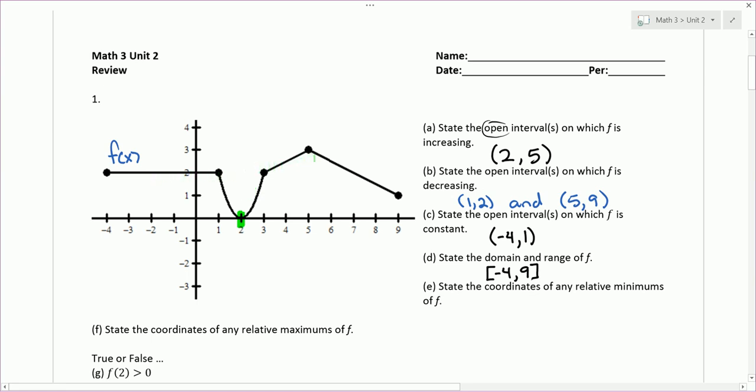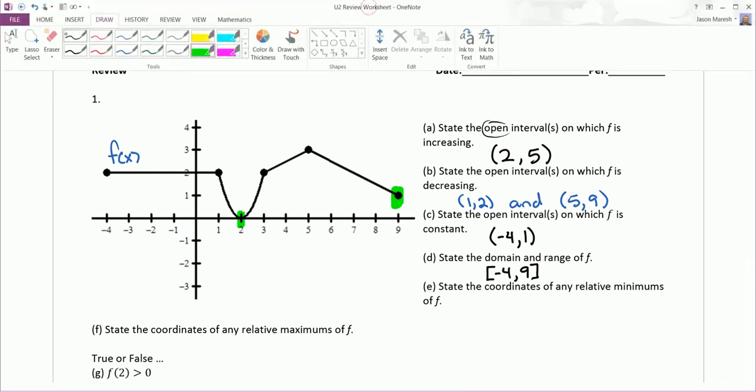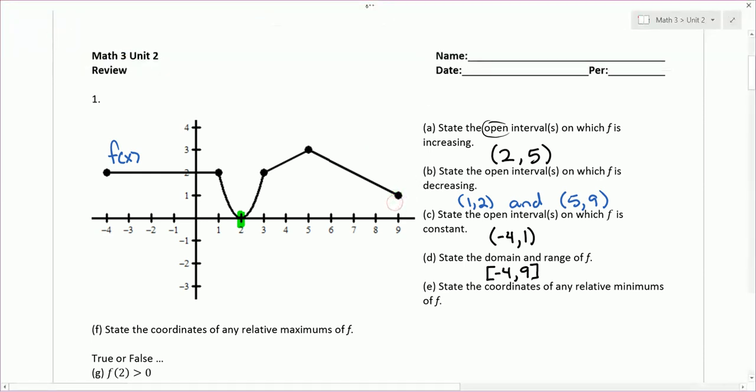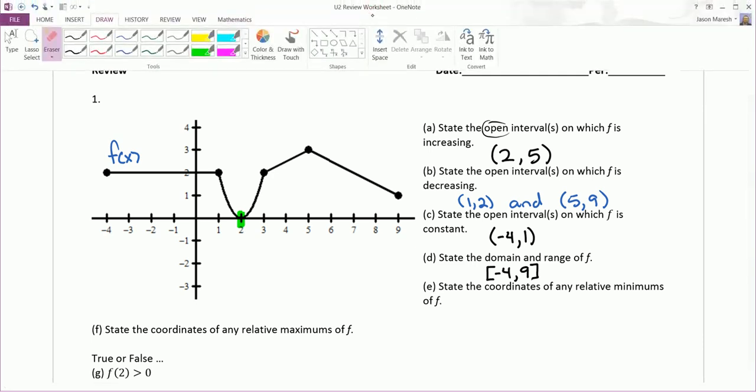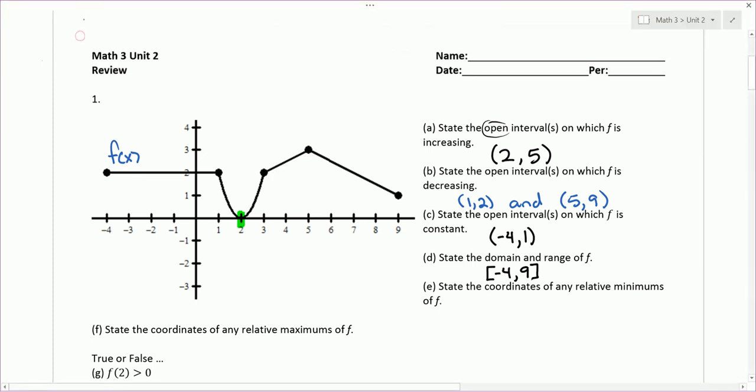Scanning the graph for some other places, I don't see any others. If you look at the last point that I'm highlighting, that's not a relative minimum, because we're decreasing, but it's not a changing point. There's nothing after that. We're not increasing after that. So don't include endpoints as relative mins or relative maxes, even if they look like they're the lowest or highest spots of your graph. So we got one relative min. The coordinate of that point is 2, 0.